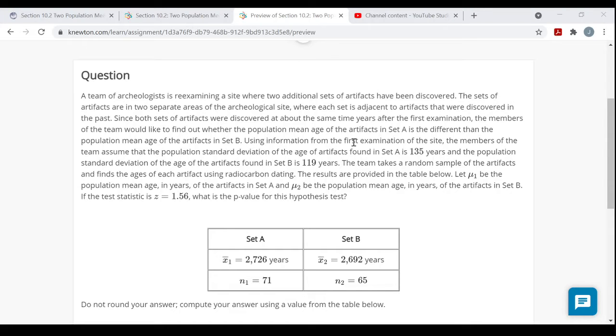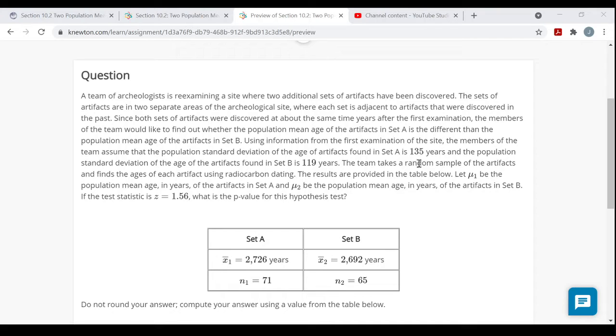Using information from the first examination of the site, the members of the team assume that the population standard deviation of the age of artifacts found in set A is 135 years. So that's sigma 1, the standard deviation of population 1, the objects from set A. And the population standard deviation of the age of the artifacts found in set B is 119 years. So this is sigma 2.